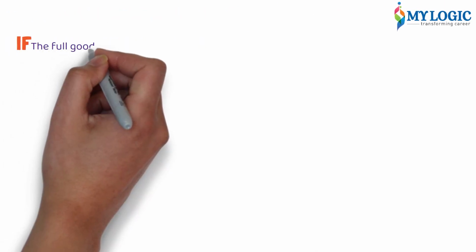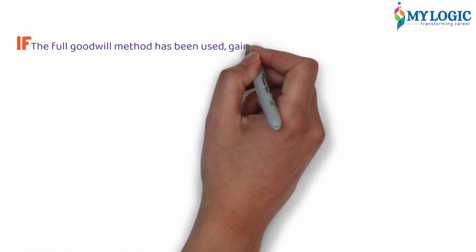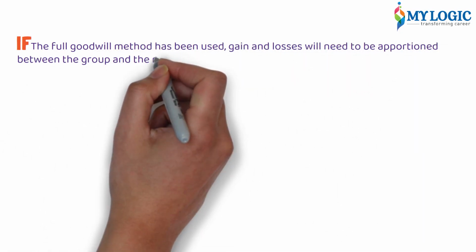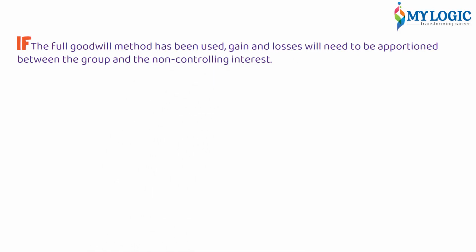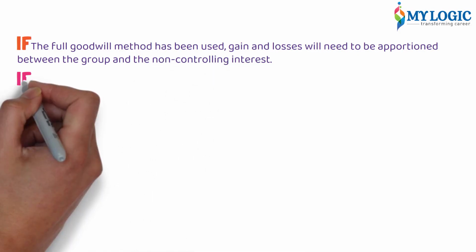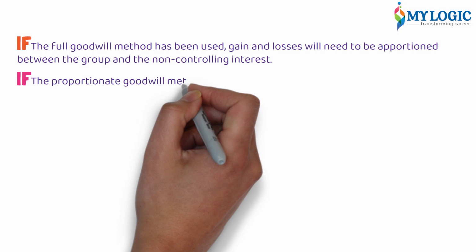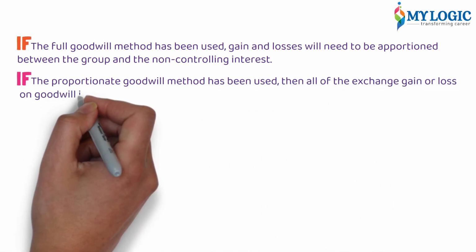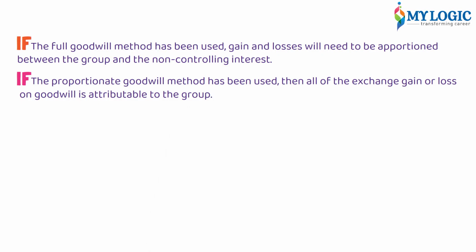If the full goodwill method has been used, gains and losses will need to be apportioned between the group and the non-controlling interest. If the proportionate goodwill method has been used, then all of the exchange gain or loss on goodwill is attributable to the group.